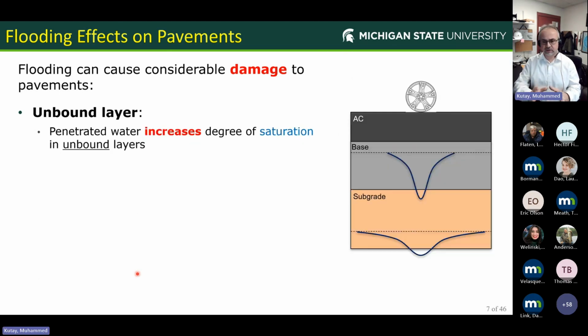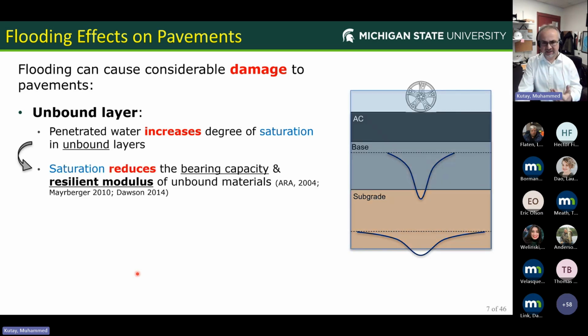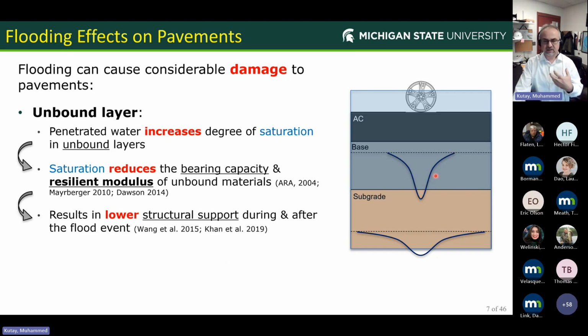Most of the damage is known to happen in unbound layers. This is very well known. In unbound layers, the resilient modulus can decrease because of flooding. When the resilient modulus of an unbound layer decreases, the strain for a given load is going to increase, and its bearing capacity might decrease. As a result, its support and the stress distribution impact of a truckload on the overall pavement structure can change. It can change to a condition that you haven't designed for.